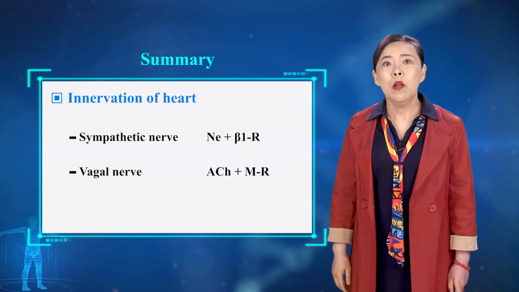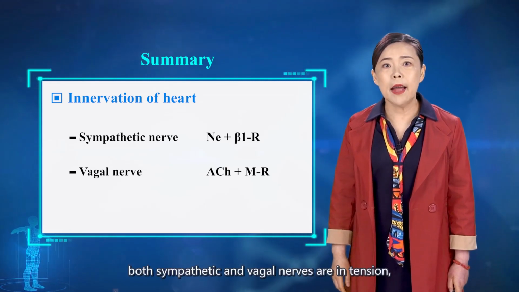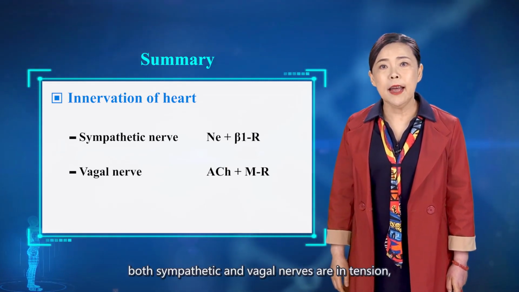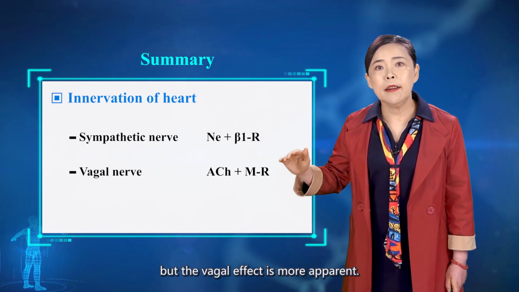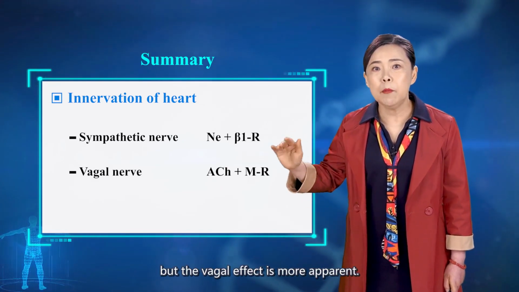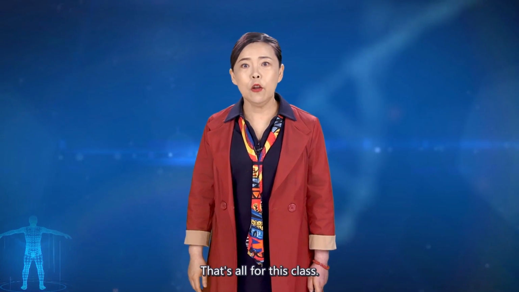Normally, both sympathetic and vagus nerves are in tone, but the vagal effect is more apparent. That's all for this class.